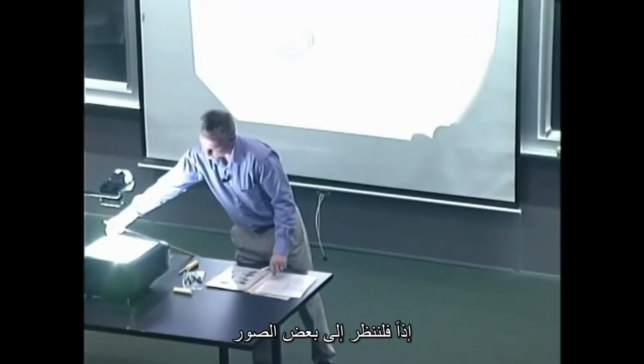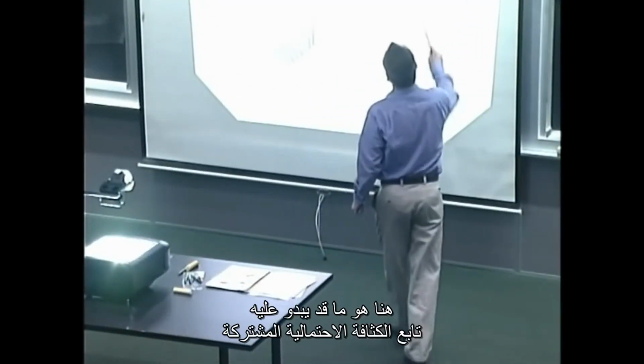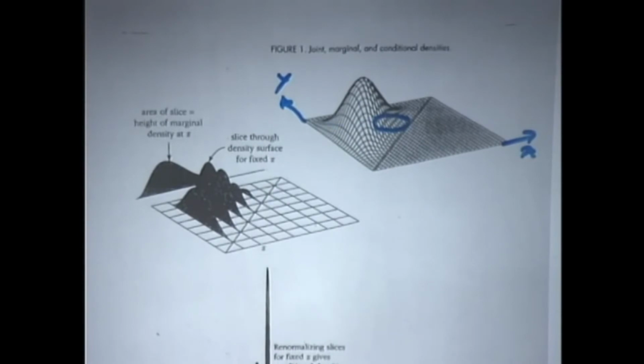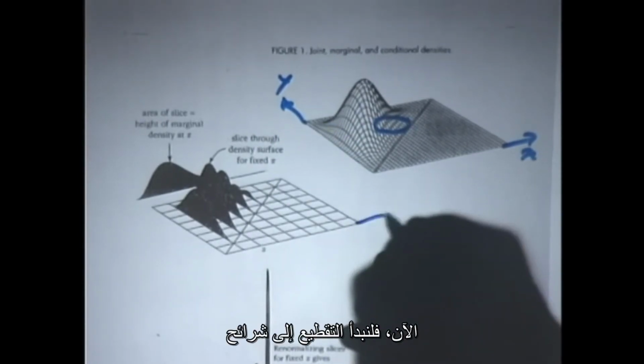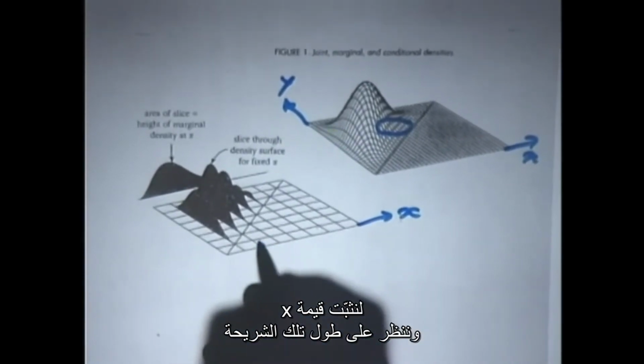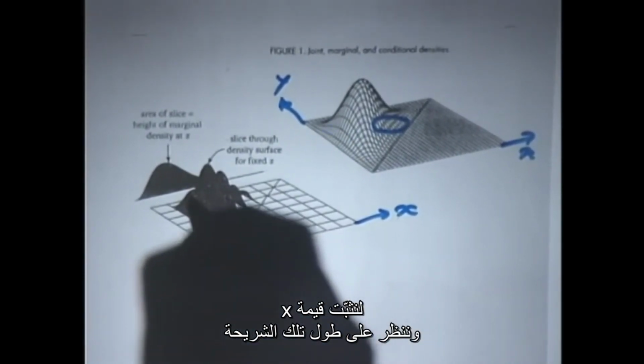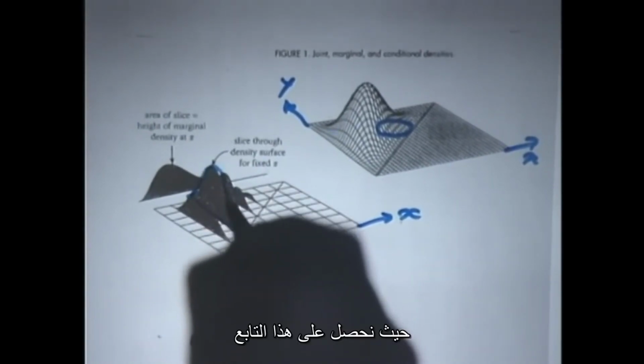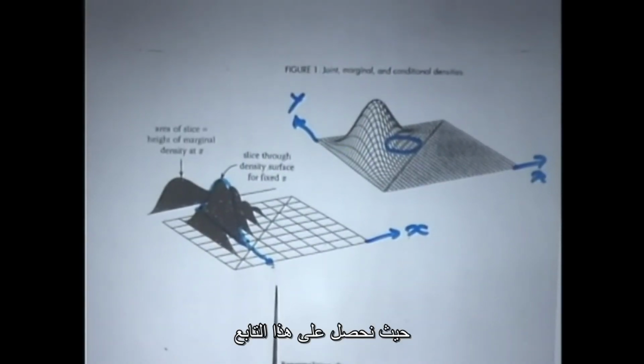So let's look at some pictures. Here's what a joint PDF might look like. Here we got our x and y axis. And if you want to calculate the probability of a certain event, what you do is you look at that event and you see how much of that mass is sitting on top of that event. Now let's start slicing. Let's fix a value of x and look along that slice where we obtain this function.